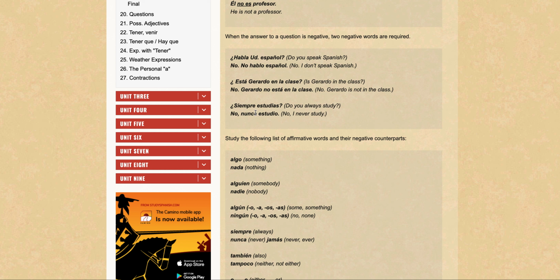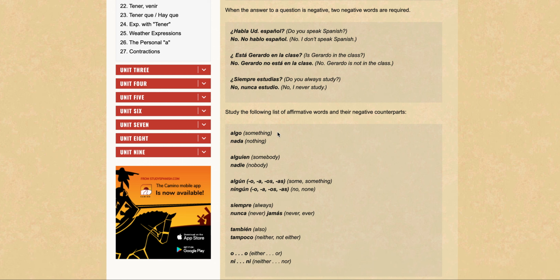And we can look at one more. ¿Siempre estudias? Do you study always? Or do you always study? And again, we're giving one no, right? So first we answer the question no, and then we give some context to it. So we try to identify the verb, right? So here it is estudias. So no, nunca estudio, right?